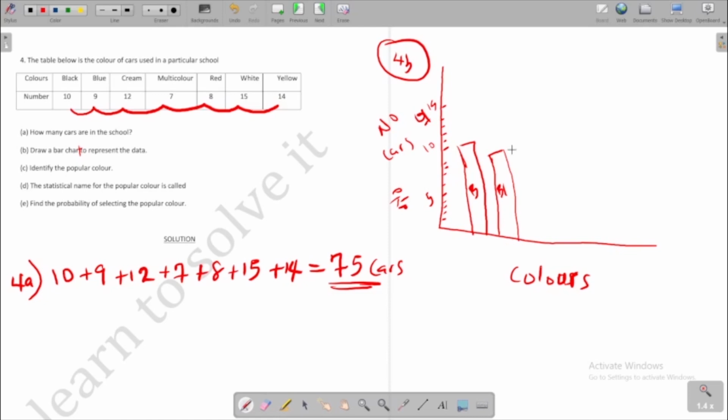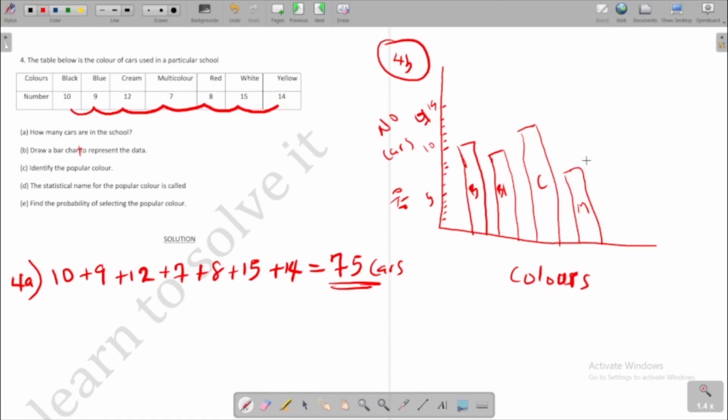Those using cream, there are how many? 12. So we have our 12 here. Cream, C. Multicolor, there are 7. So we have our 5, 6, 7. We have our 7 around here. Let us use M. But if you are doing yours, put the stuff in it. Multicolor, just write it there. Cream, write it there. Red, write it there.